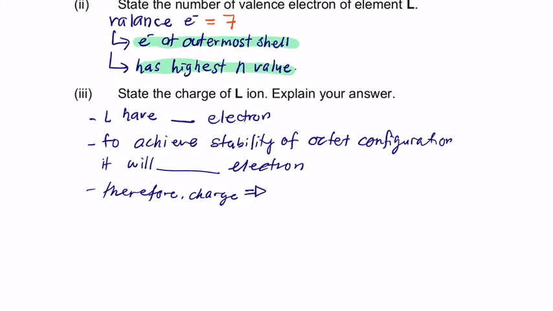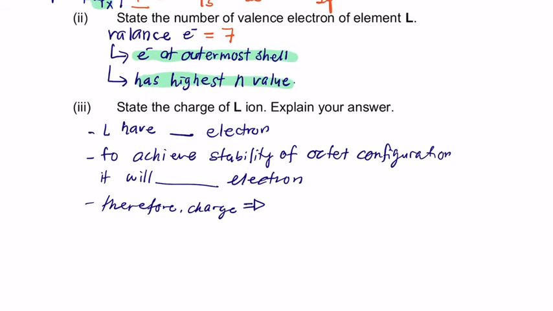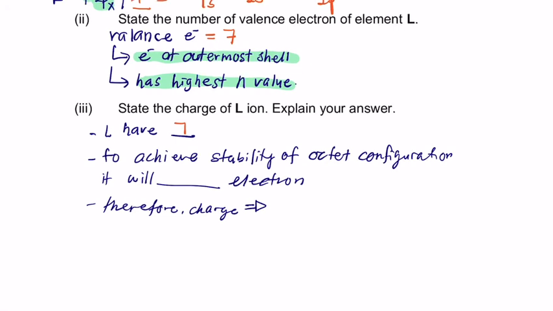And the last part, state the charge of L ion. Explain your answer. So, L have 7 electron. Bukan 7 electron, tapi 7 valence electron. Okay. So, to achieve stability of octet configuration, it will apa? Accept or donate. So, dia ada 7, jadi dia akan accept 1 electron. Therefore, the charge will be negative 1.